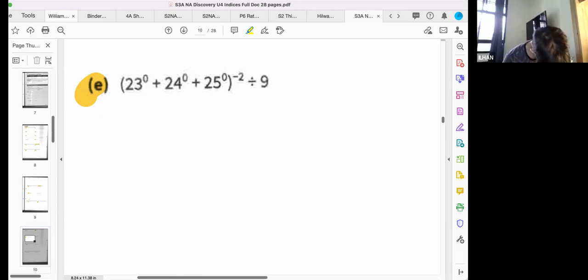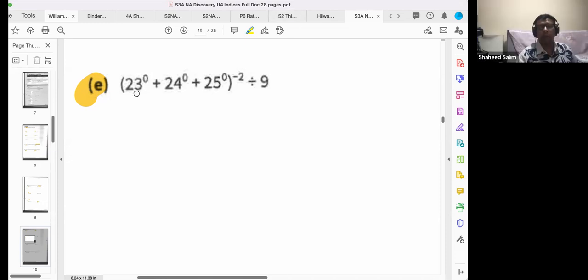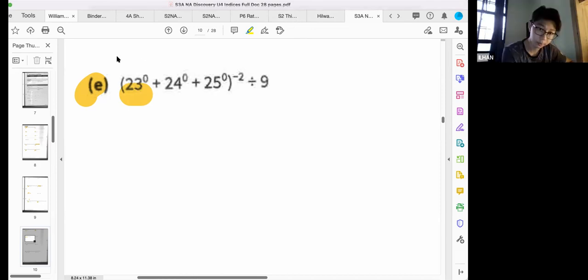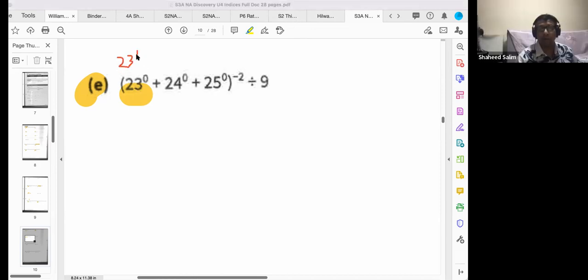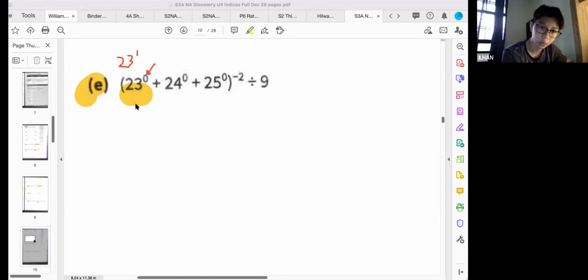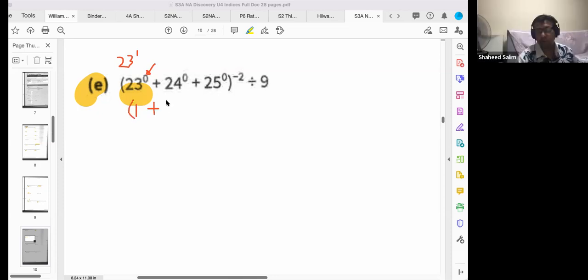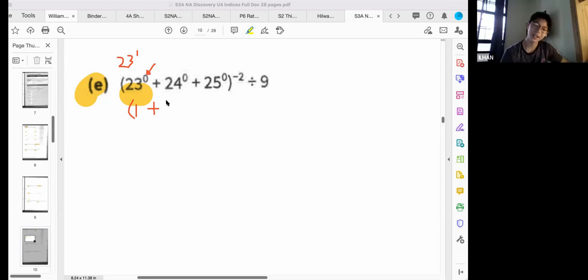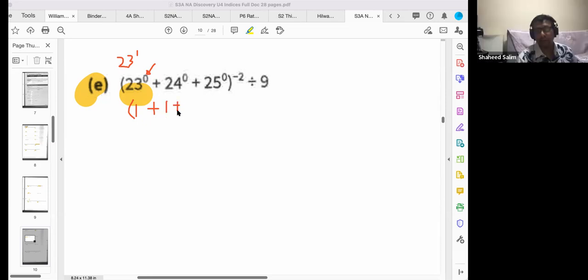One over 24. Yeah, 1/24. Okay, let's see now. All right, what is this? 23 to the power 0, what's the answer? 23. Hey, come on. This 23 to the power 1 is different from 23, you know. This is 23 to the power 0. Anything to the power 0 is equals to 1. 1 plus 24 to the power 0. What about 24 to the power 0? What's the answer? 1. 1 plus 25 to the power 0? 1.